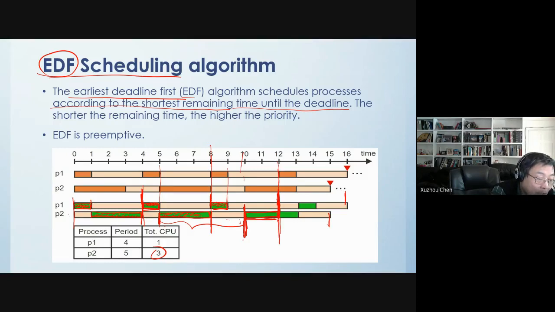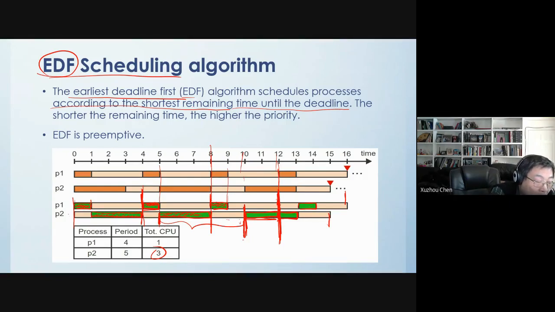So the remaining time for process 2 is 1. Process 1 also has 1. So now both have a 1. I'm sorry, not this. Process 1 is here, okay? At time 12, process 1 arrives. Now, I'm sorry, it's not the shortest job, it's the earliest deadline first.